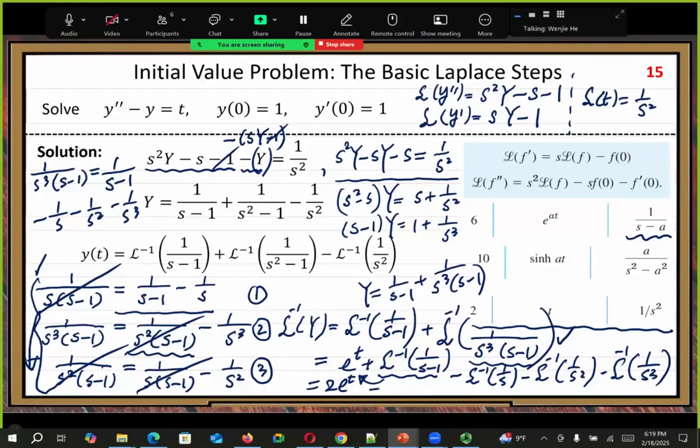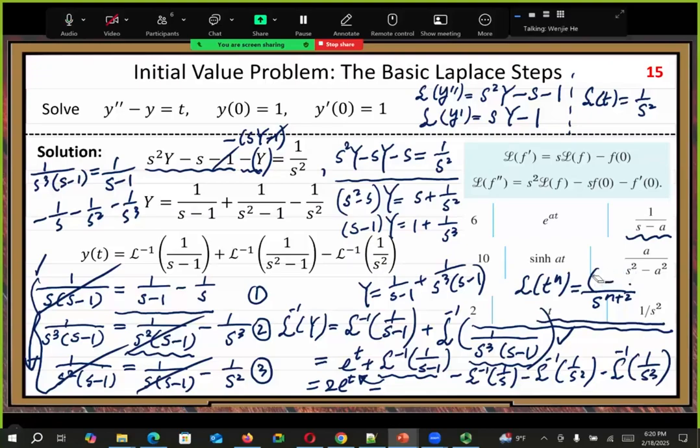Then for the next 3 terms, we need to apply a formula. Remember, last time we learned the formula: Laplace transform of t to the n equals n factorial over s to the n plus 1. Oh, sorry, because we need to use this one to check it.